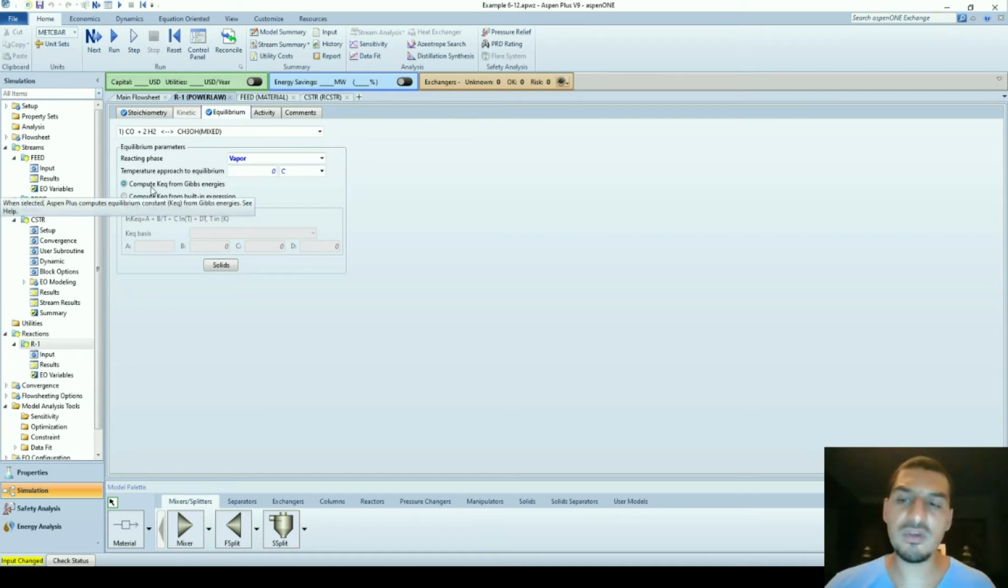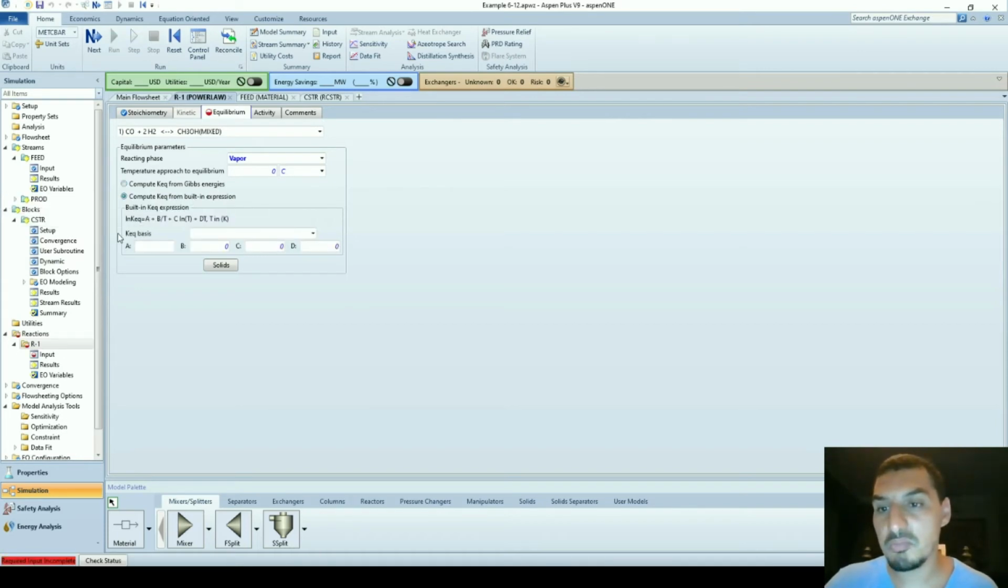And now you have the option to compute the equilibrium constant either by yourself, or the software will get it from the Gibbs free energy. If you choose this option, then you do not need to do anything more. It's going to be calculated automatically. Or if you go here, then you can put an equation that is going to be used to calculate the equilibrium constant. I don't have this relation, so I'm going to go for this.